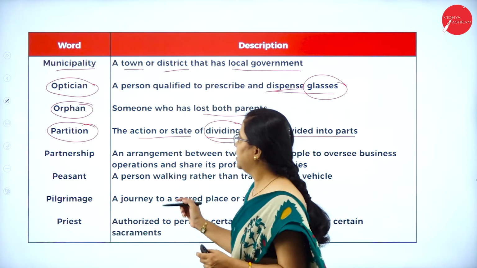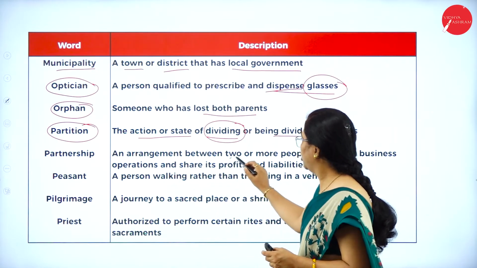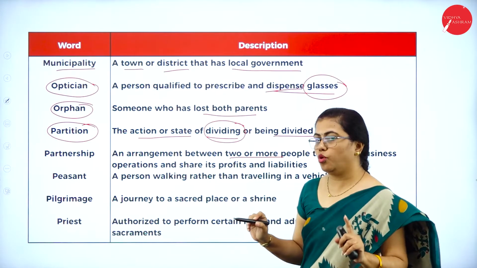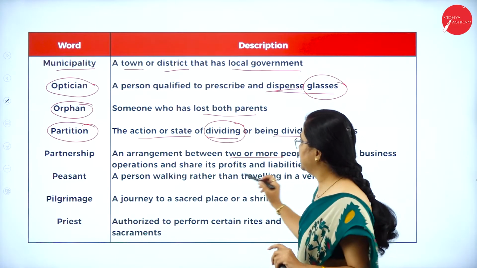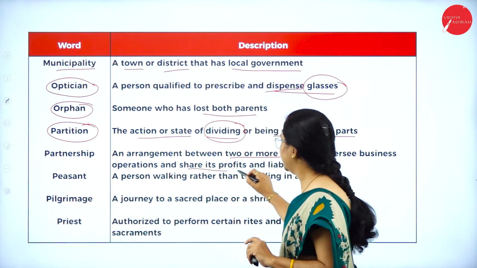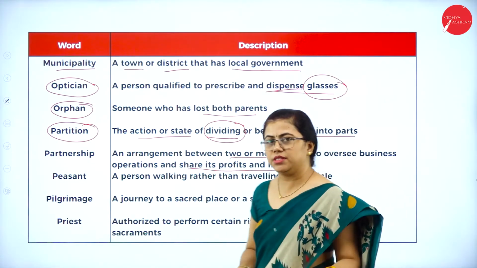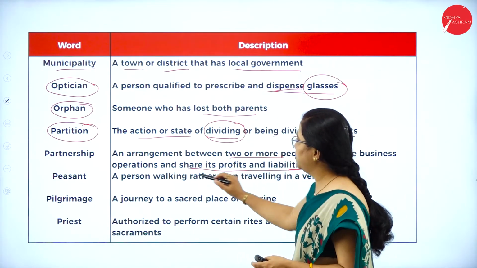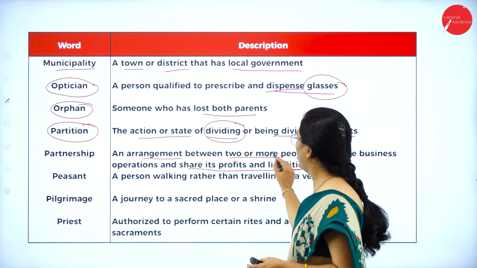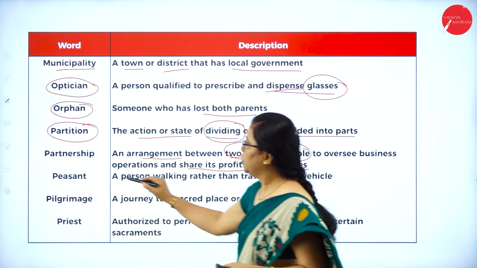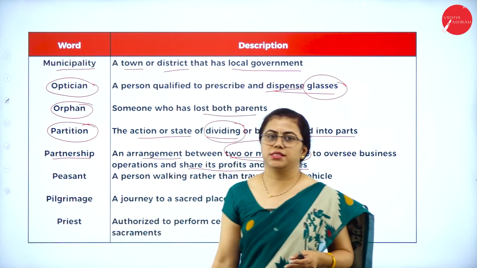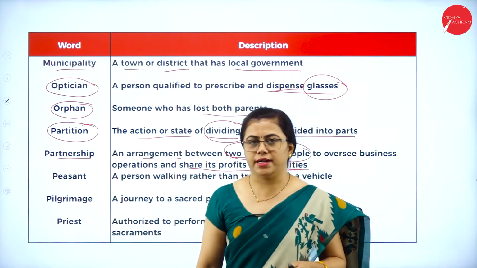Okay, so then an arrangement between two or more people to oversee business operations and share its profits and liabilities. Liabilities, losses or expenses. So any arrangement between two or more people, you can say. So you are partnering the business. That is called as partnership.